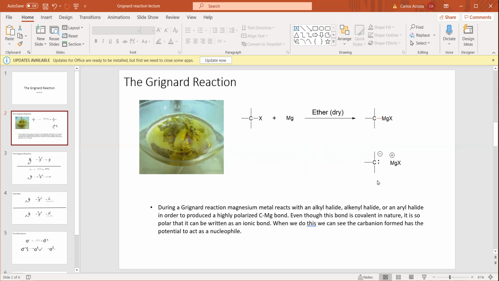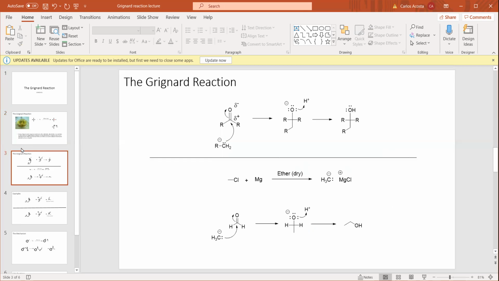Like I said before, this reaction is very powerful because it's able to form carbon-carbon bonds. The chemist who developed this reaction, Victor Grignard, actually won the Nobel Prize in chemistry for this. And this reaction is still used today in many organic chemistry labs. Now let's go over the mechanism of the Grignard reaction and what we could use it to synthesize.